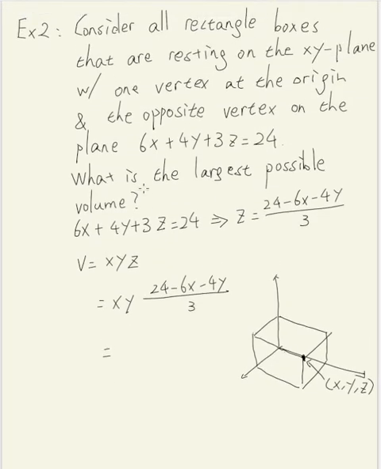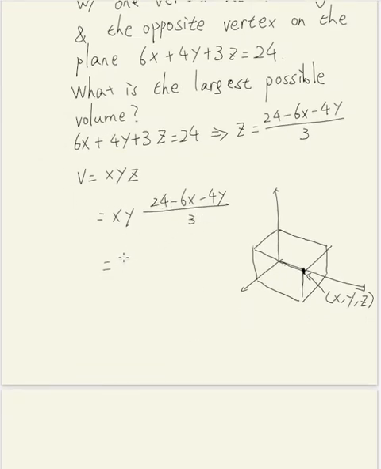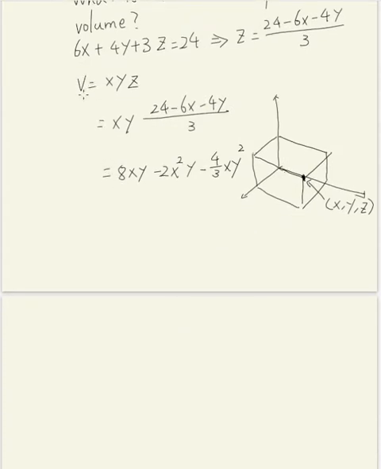It might be better to split this into three different fractions. 24 divided by 3 is 8, so 8xy. 6x divided by 3 is 2x, so minus 2x squared y. And the last term is minus 4 over 3 xy squared. All right, so we've successfully written V as a function of x and y.